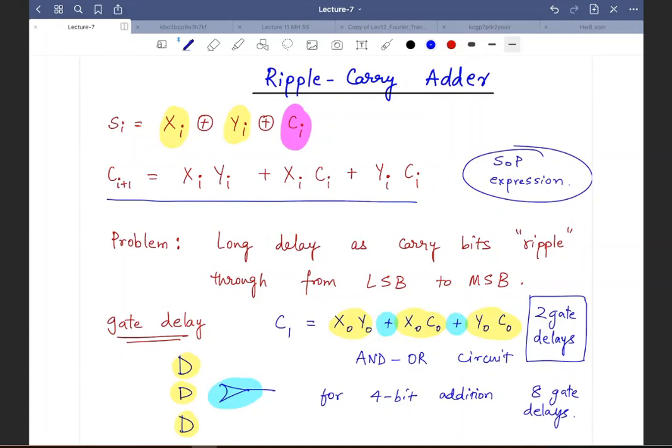We only worry about carry, because if we had carry, we already have X and Y, and we would be able to generate S sub I very, very quickly. So we don't need to wait for X and Y. We only need to wait for carry, right? So that's why we are trying to focus on carry. Now, let me ask you this.